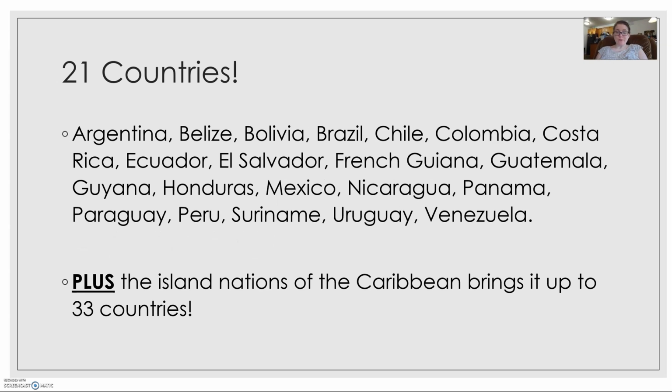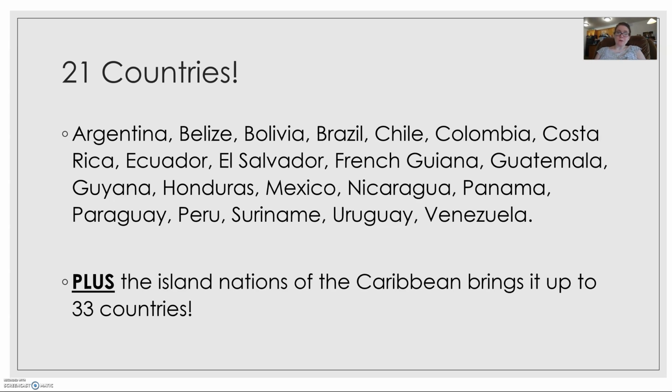If you wrote 21 or 33, those are both correct. There's 21 countries in the actual mainland of Central America and South America. And if you count the Caribbean island nations, that'll bring it up to 33. Those 33 countries all got there somehow. So today we're going to talk about some of the revolutions that got them there.